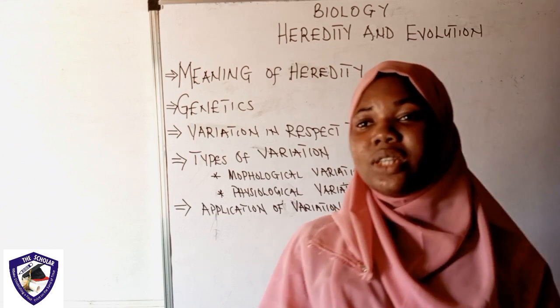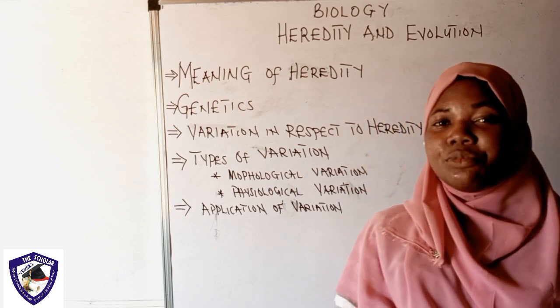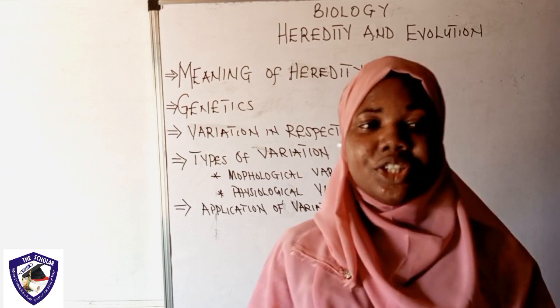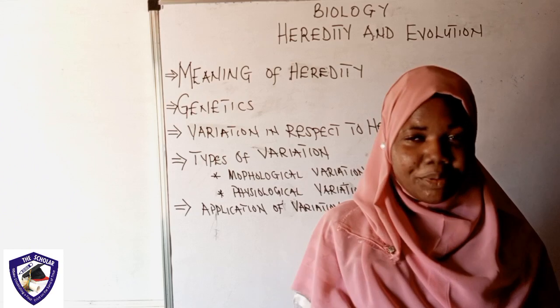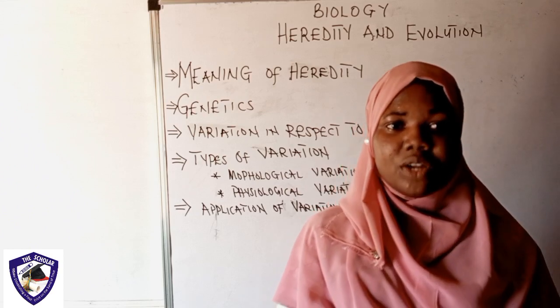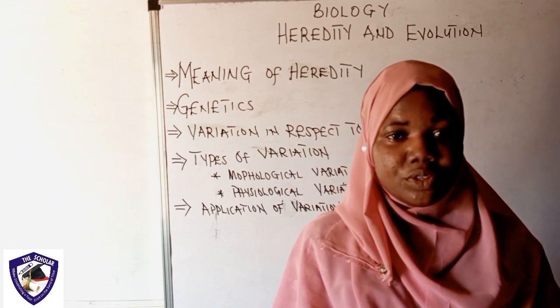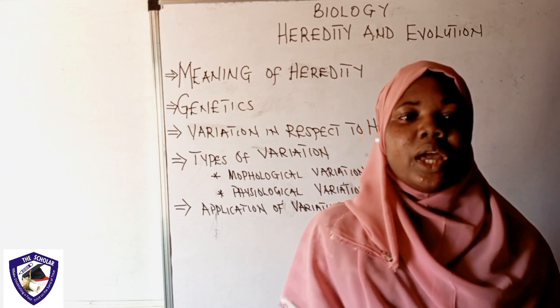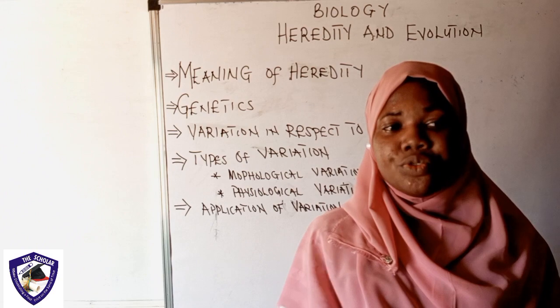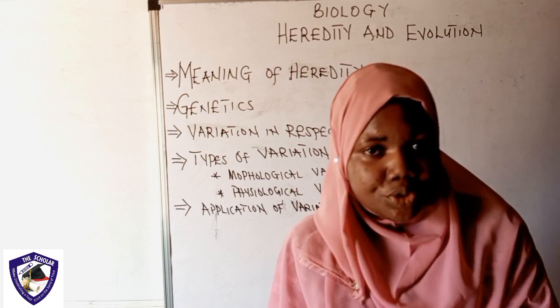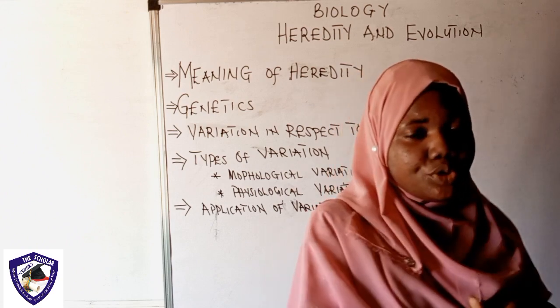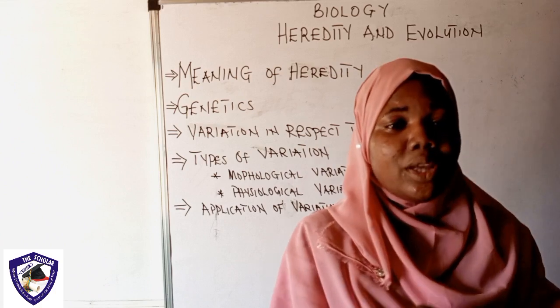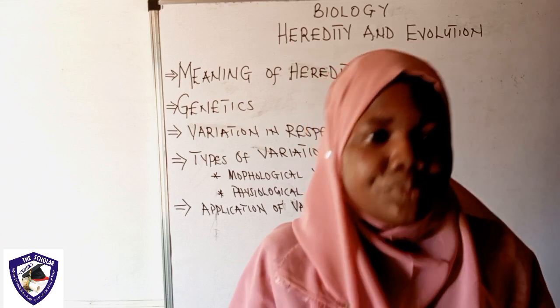Now moving forward to the second type of variation, which is morphological variation, and it deals with the physical appearance of individuals. That's why I said size, shape, and structure. It gives rise to continuous variation. Physiological is known as discontinuous variation, while morphological is known as continuous variation.